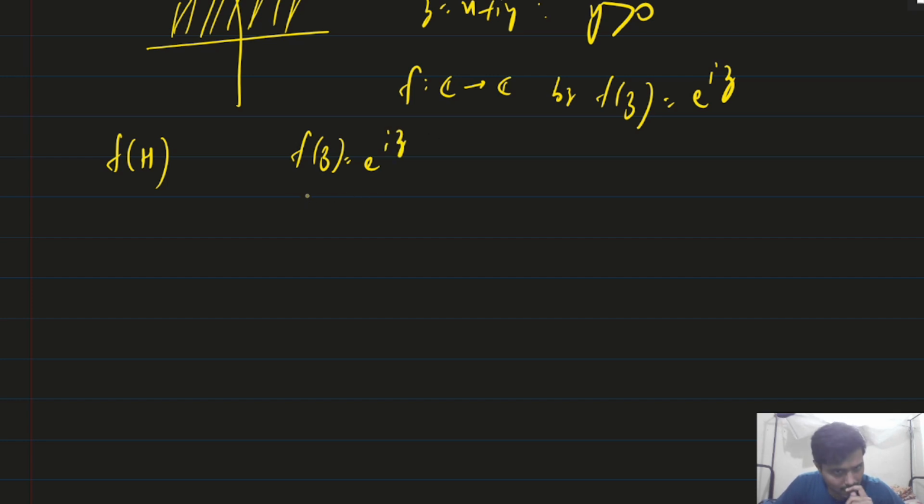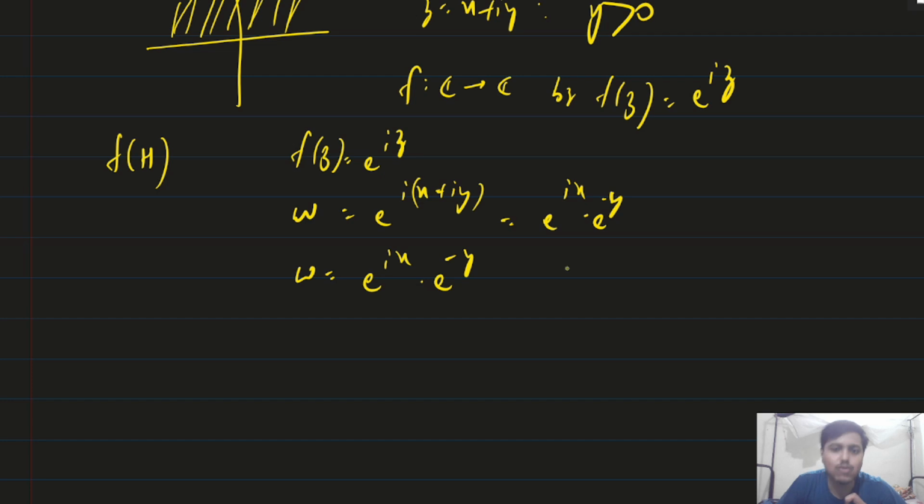Okay, so let me write f of z equal to w, and e to the power iz. Let me break z equal to x plus iy. Let me write it like this, and it will be e to the power ix into e to the power minus i square y, so it will be minus y. So our function comes out to be w equal to e to the power ix into e to the power minus y, for all z belongs to the complex plane.